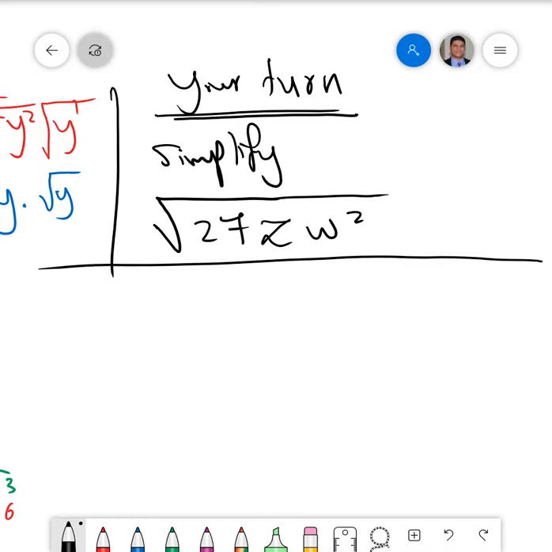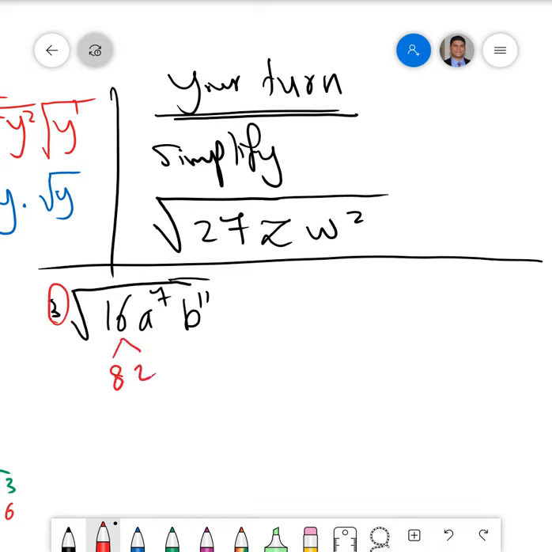Okay. Now, if I have here third root of 16 a to the power of 7 b to the power of 11. So now the index here is 3. So we have to look for perfect cubes, not perfect squares now. So 16 is 8 times 2, and a to the power of 7 means a to the power of 6 times a, and b to the power of 11 represents b to the power of 9 times b to the power of 2.